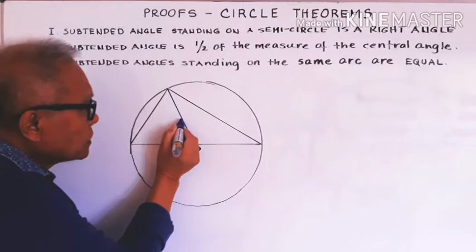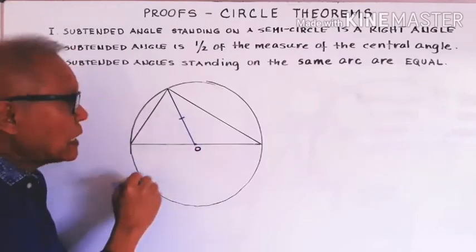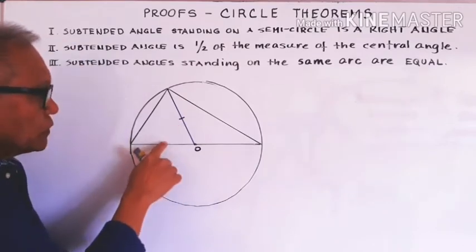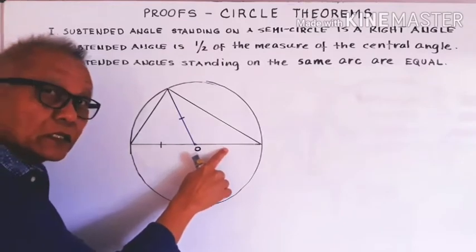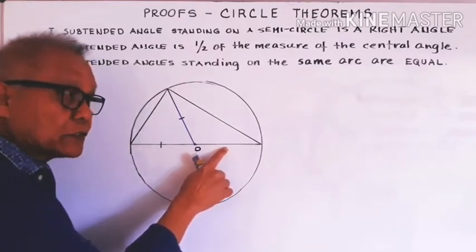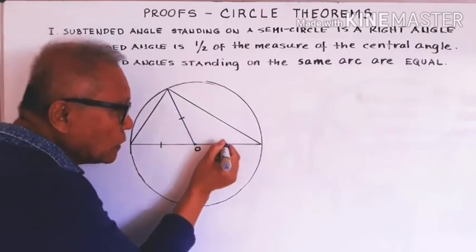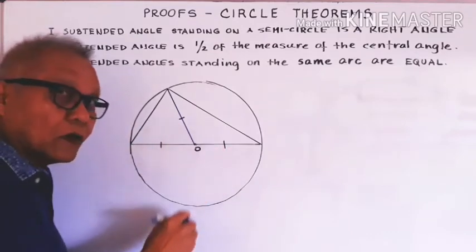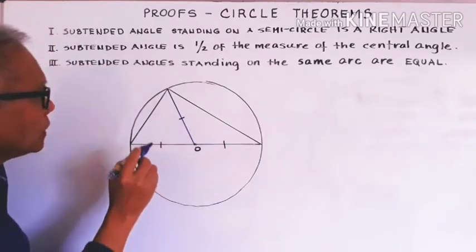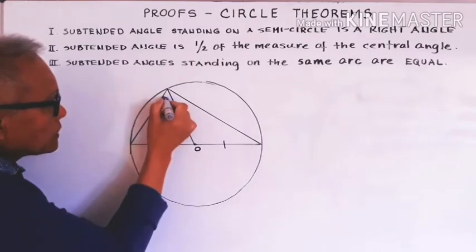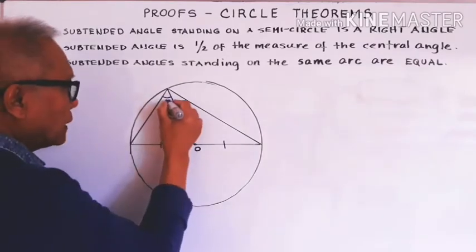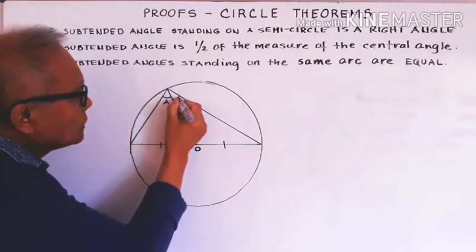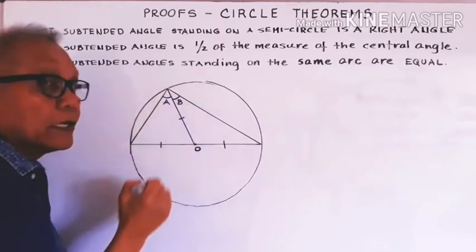This radius is equal to this radius. So these two are equal, and this one is also a radius. Therefore, this one is also equal to this one and equal to this one. So these three are all equal. Now, let us name this angle A, and the other one is angle B.